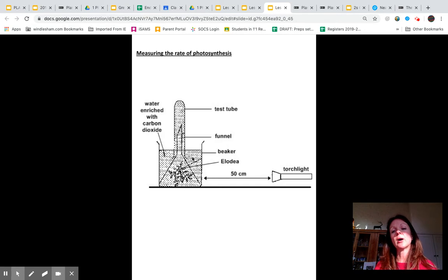That's a test tube upside down, and it's full of the pond water. As the pondweed bubbles in the presence of the torchlight here, it produces oxygen, and the oxygen can be collected in the test tube, because as the oxygen rises up, it will push the pond water down and out of the test tube and into the bottom. So you end up with pond water collected here. This process of collecting gases is called downwards displacement of water.